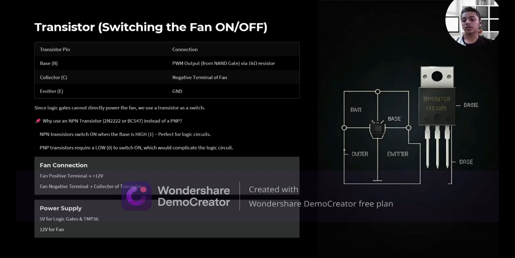We already discussed it. For the fan connection, the fan positive terminal is connected to the 12 volt power supply and the negative terminal is connected to the collector of the transistor. We also need a power supply of 5 volt for the logic gates and TMP36 sensor, and 12 volt for the fan.